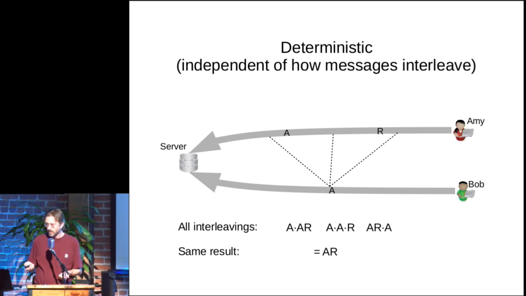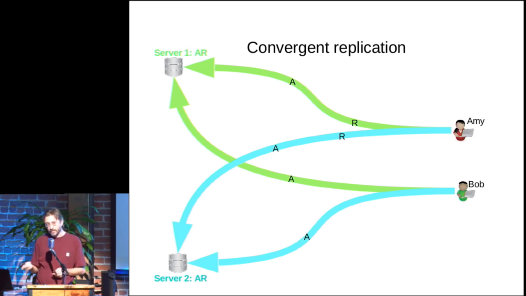So in this case, you look at all the possible interleavings of Bob's message into Amy's sequence of messages. Those actually turn out to be the same, they're all AR, via the equations we had on the previous slide. So the server will end up in the same state regardless of how the messages are interleaved. And that, of course, is something you want for convergent replication, because the interleaving might be different on different servers.